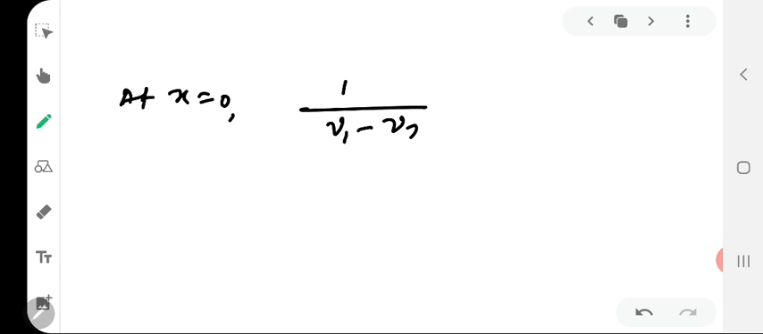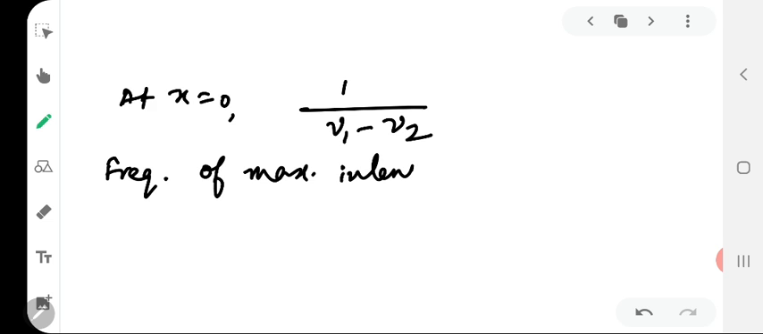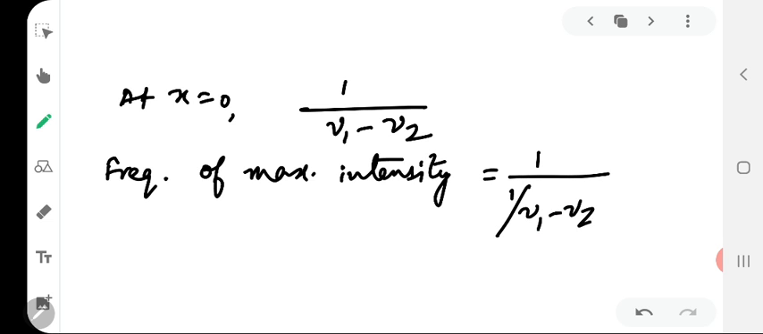So thus at x equal to 0, the resultant amplitude and hence the intensity of the sound will become maximum after a fixed time interval equal to 1 by (nu 1 minus nu 2). Therefore, frequency of maximum intensity is equal to 1 upon 1 by (nu 1 minus nu 2), that is equal to nu 1 minus nu 2.